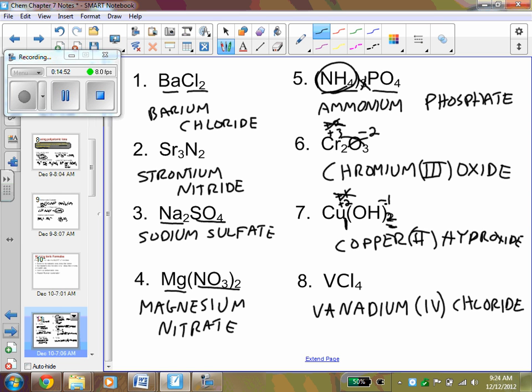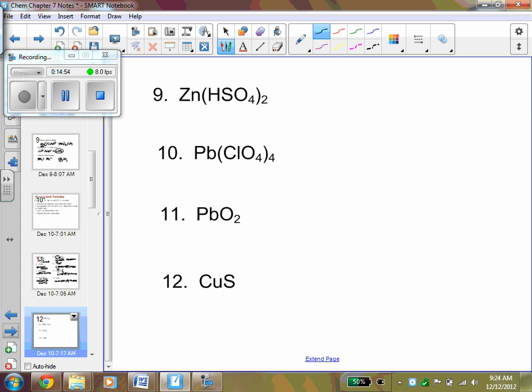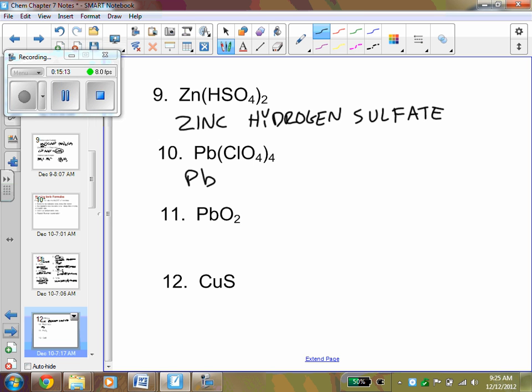Okay. Next, let's see what else we got. Some more examples. Very quickly, this is zinc hydrogen sulfate. There's no Roman numeral on zinc. Again, I'm just looking these up on the sheet. This is kind of a challenge. This is going to be lead 4 perchlorate.